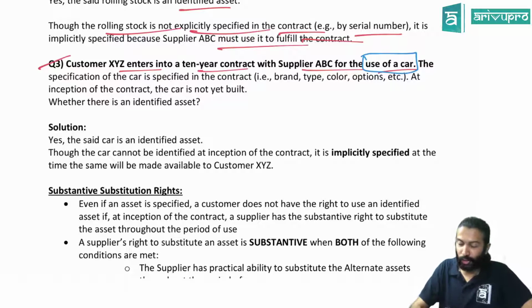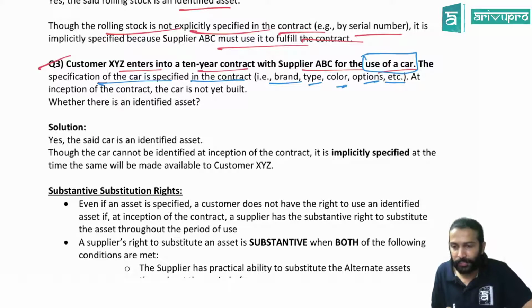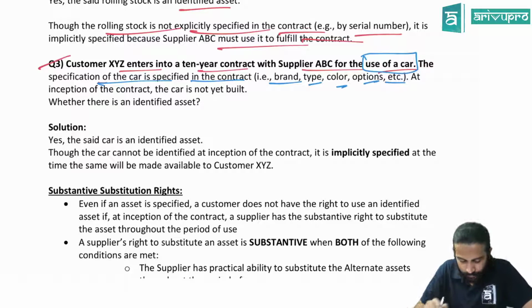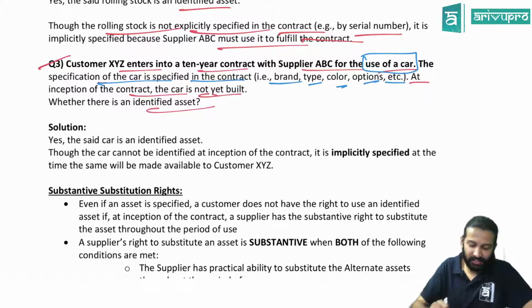I'll not call it a lease so far, because for a lease the right to control, identified asset and all should be satisfied. So it's a lease feature, I will say. The specification, check this, it is important. The specification of the car is specified in the contract, like which brand, which type, which color, which option, etc. Next word is also important. At the inception of the contract, the car is not yet built. Whether it is an identified asset.